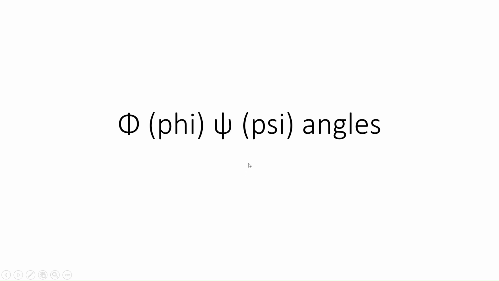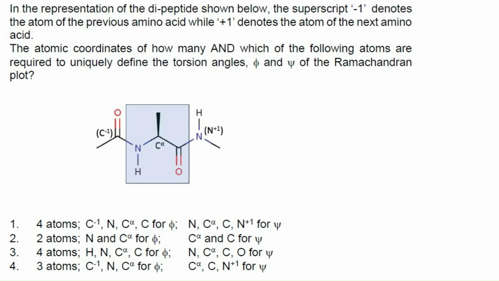In this video, we'll be learning about the phi and psi angles. So the question for today is: in the representation of the dipeptide shown below, the superscript -1 denotes the atom of the previous amino acid, while +1 denotes the atom of the next amino acid. The atomic coordinates of how many and which of the following atoms are required to uniquely define the torsion angles phi and psi of the Ramachandran plot?